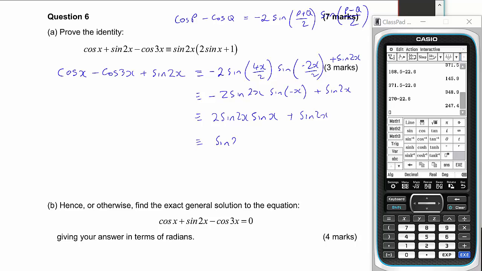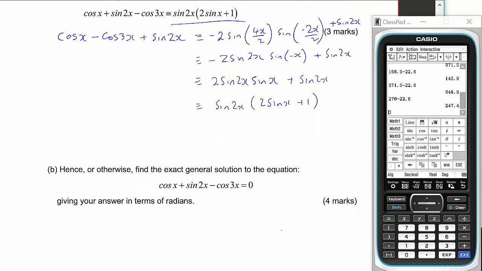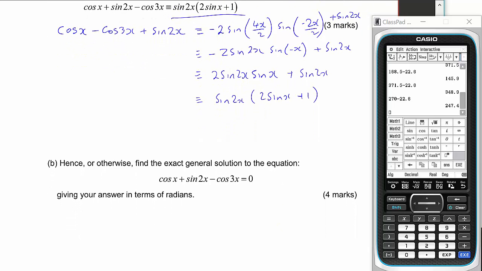So we'll bring out the sine 2x, and then we've got 2 sine x plus 1, and there we go. So that's the right hand side, so that's proven. So hence or otherwise find the exact general solution to this equation.